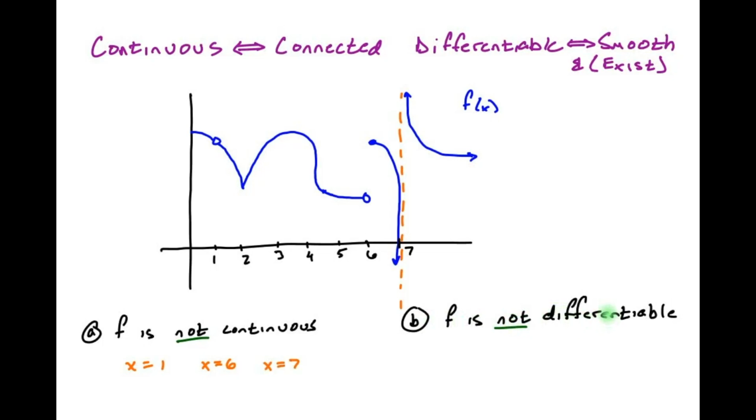But where is it not differentiable? So we're looking for where our function is smooth, where the derivative exists, but it also has to be connected. So the first easy part is, hey, this hole, my function's not connected, and my function's not continuous. It's impossible for my function to be differentiable. So my function's not continuous at x equals 1, so it's not differentiable at x equals 1, 6, or 7. So we might as well add those to the list right now. But are there any other places along this graph where it's not smooth, where the derivative doesn't exist?